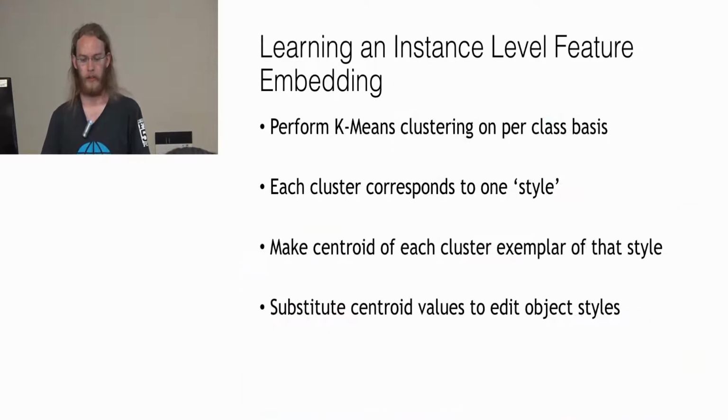Next, we're going to just summarize this real quick. K-means clustering on a per class basis. Each cluster corresponds to one style or appearance, however you want to describe that. Make the centroid of each cluster the exemplar, and then substitute centroid values to edit object styles.